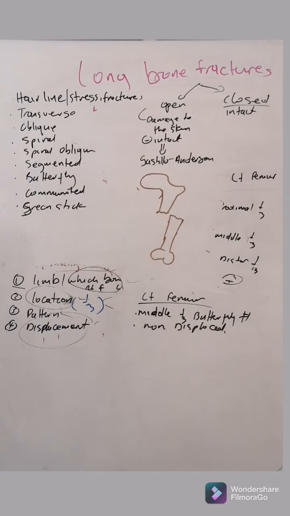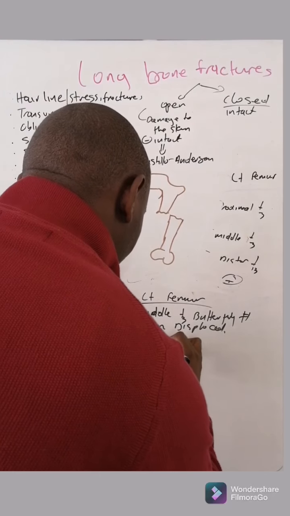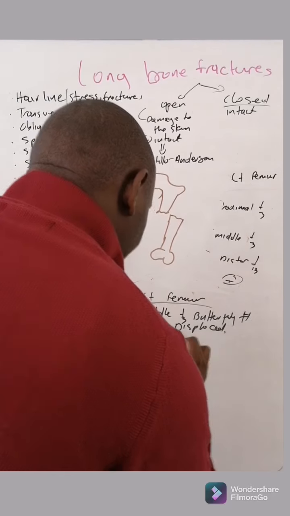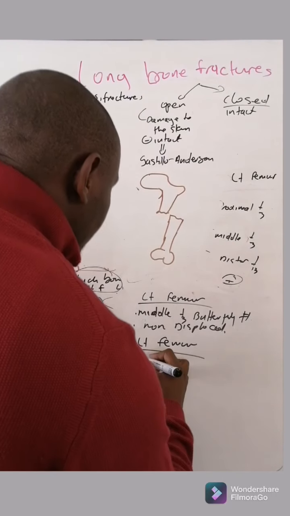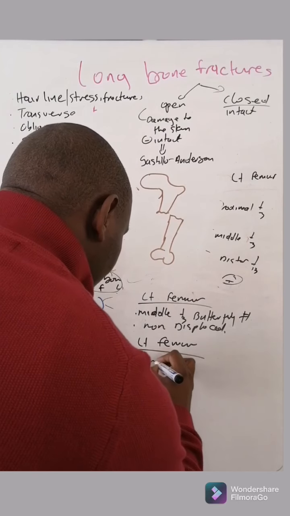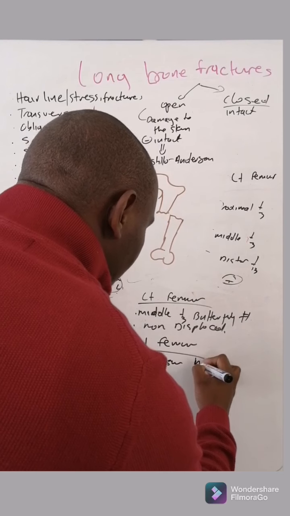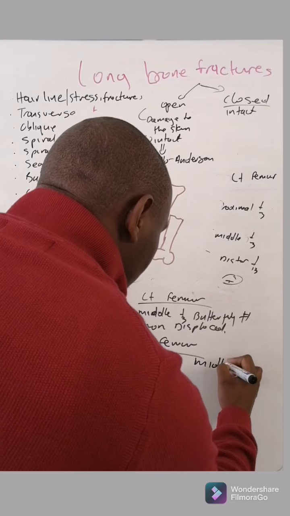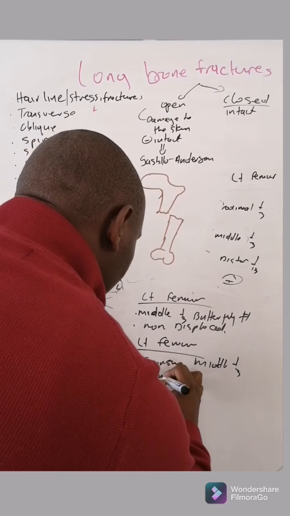How would I describe this structure? It's still the left femur, it's still the middle third. So it's a transverse fracture of the middle third that is completely displaced.